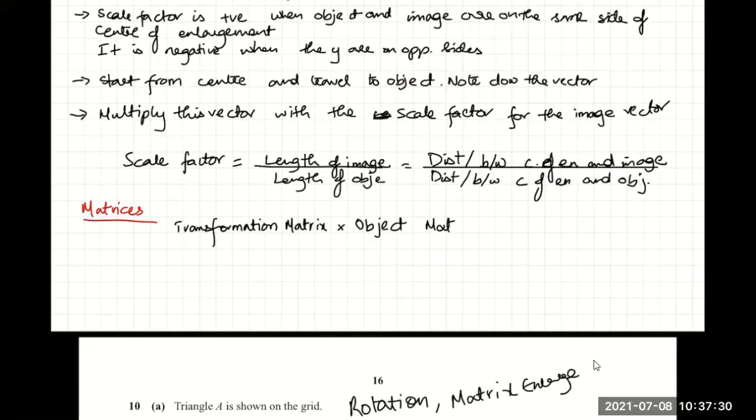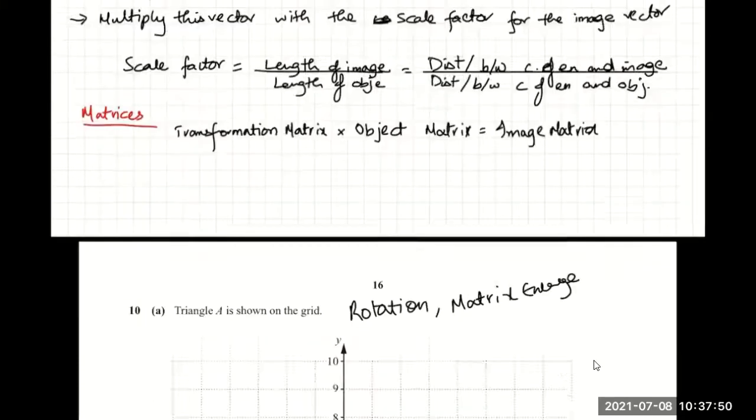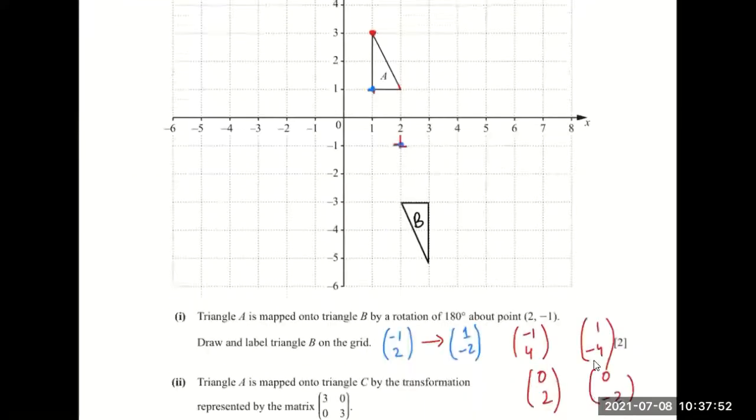Okay, we left out transformation matrices yesterday, and let me first tell you the transformation matrix equation that you use to find unknown images. It's always transformation matrix into object matrix equals image matrix. Using an example, I'm going to tell you how to do that. Let's see the first question.